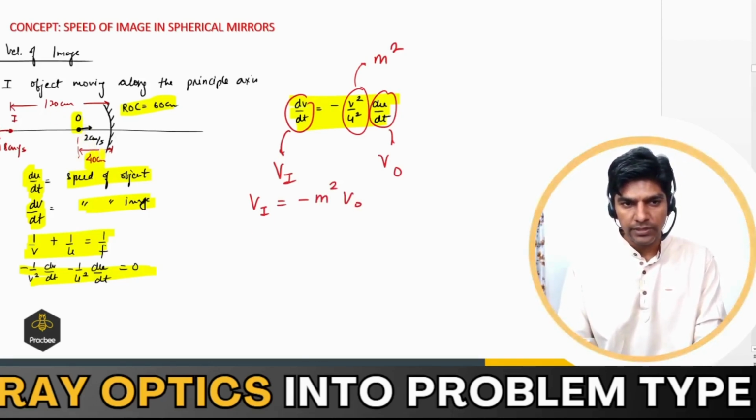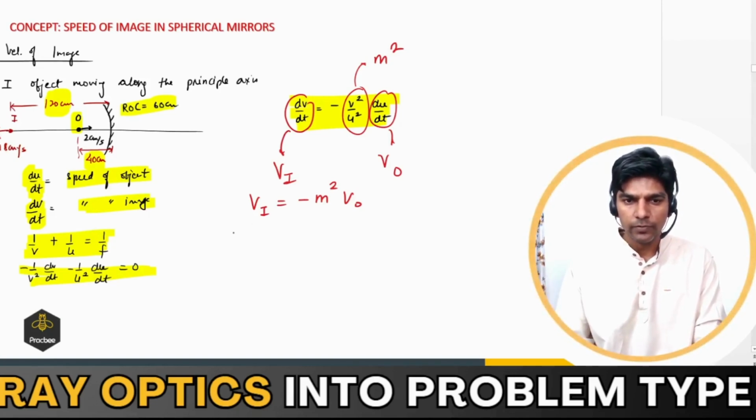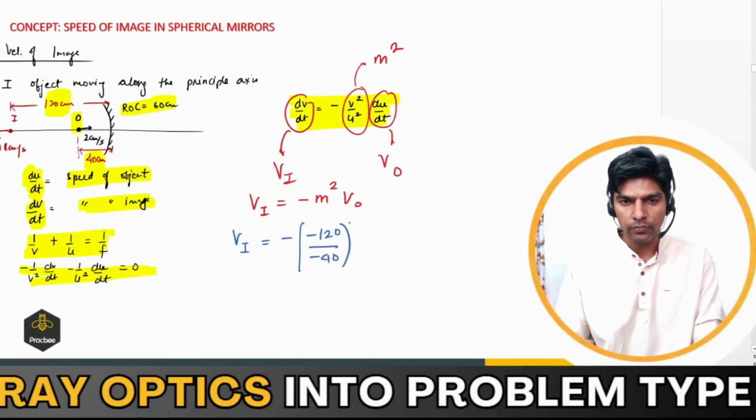when the object is at a distance 40 centimeter, its image is being formed at 120 centimeter from the pole, right? So if I substitute the value in this formula, we have to find the velocity of the image. It will be minus, and v is minus 120 and u is minus 40. Square of that and multiply with v naught.